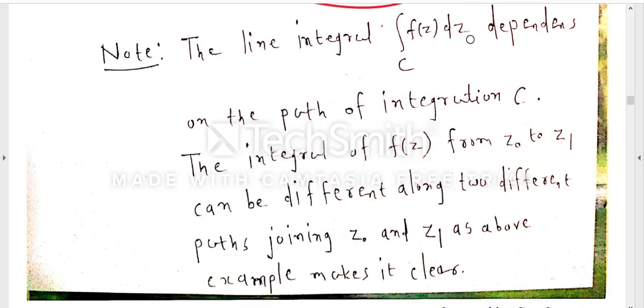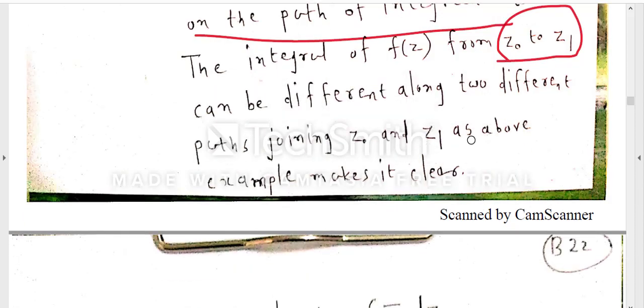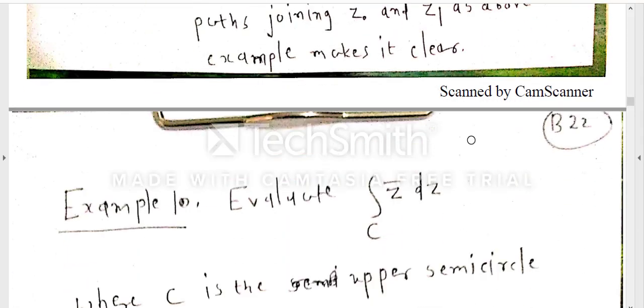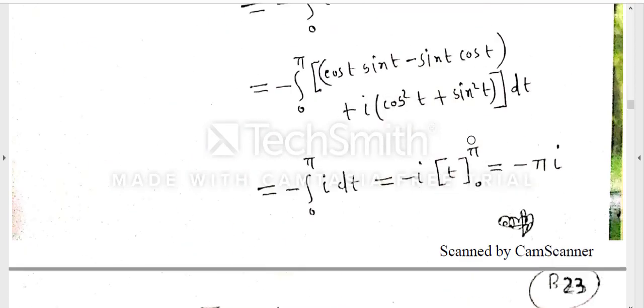Okay, so this is important. A line integral or contour integral depends on the path of integration. The integral of f of z from one point to another point, say z0 to z1, can be different along two different paths joining z0 and z1. Okay, so similarly you can do more exercises.